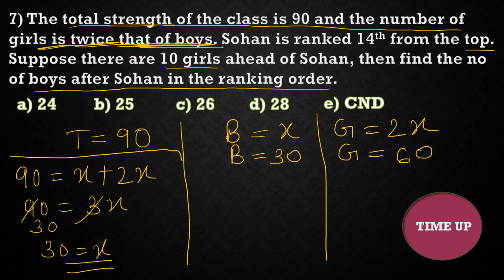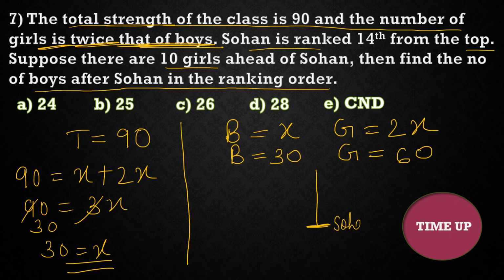Okay. Now we got the value for boys and the value of girls. How many boys are there? How many girls are there in a classroom? And we know the total strength of the class also. Correct? Next it says Sohan is ranked 14th from the top. Suppose this is Sohan, and from the top he is ranked 14th.